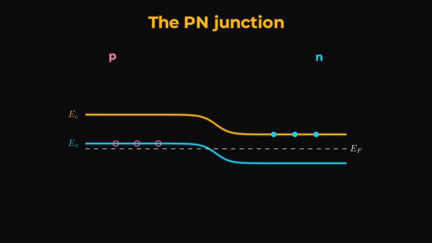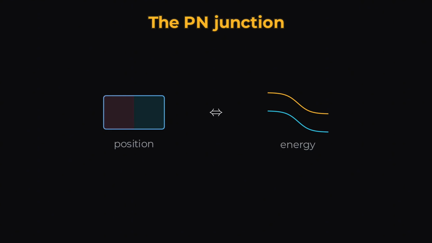One detail belongs here as an optional aside. Under bias, the single Fermi level splits into two quasi-Fermi levels. Their separation equals the applied voltage. This is the same physics as the previous two beats, not a new phenomenon. We have only changed the drawing from position to energy.